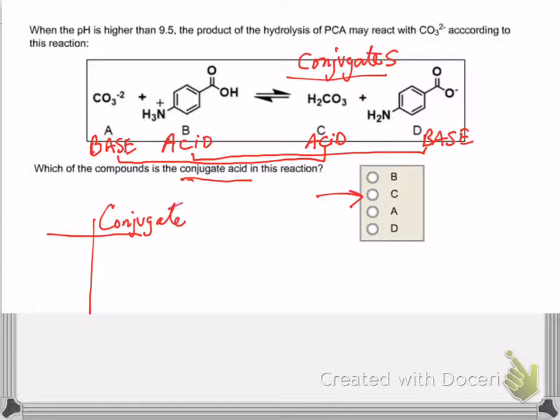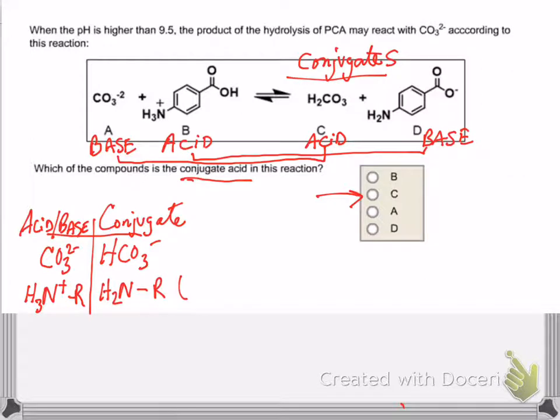If we were going to make a table of the acid, base, and conjugate, here we would see that CO3 2 minus plays the role of a base. Its conjugate is an acid, HCO3 minus. The protonated amine, the molecule shown here, plays the role of the acid. Its conjugate is going to be the neutral amine. It's the base, conjugate base, and acid.